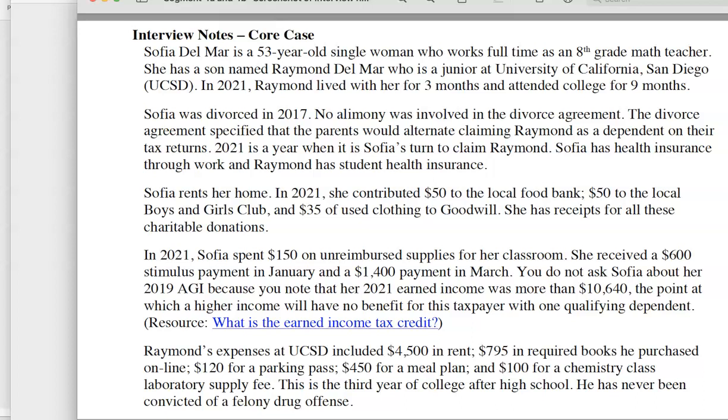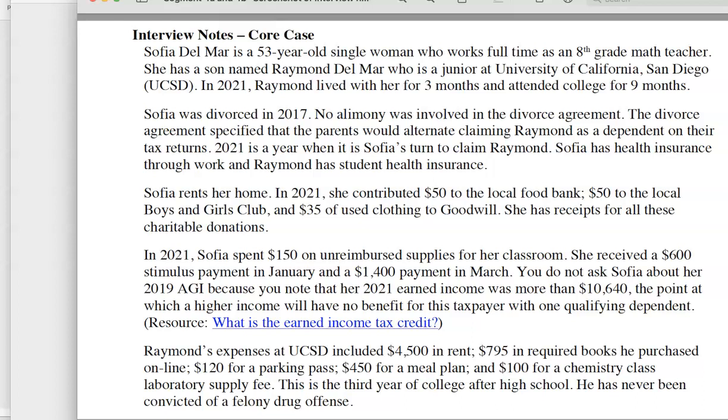So the $35 of stuff does not count toward the charitable contribution deduction. The amount that goes on to the tax return is $100. In the fourth paragraph, you'll note that Sophia got $1,400 for the third stimulus payment, although she is entitled, as it turns out, to that payment for both herself and her son Raymond.